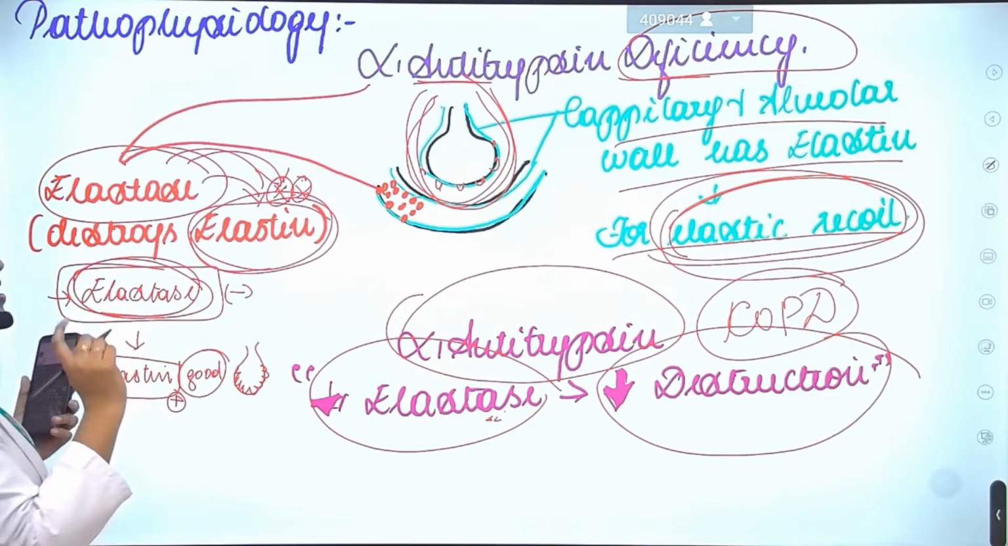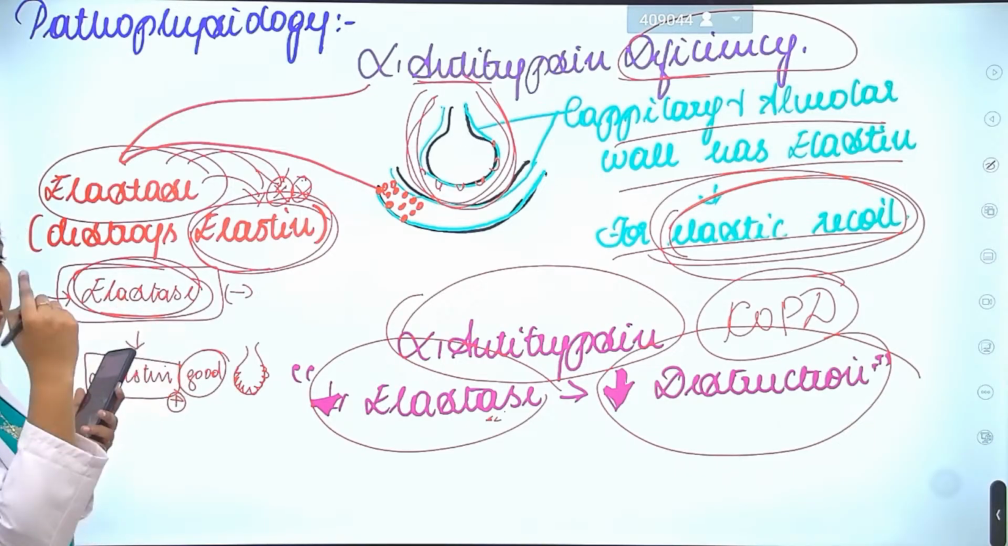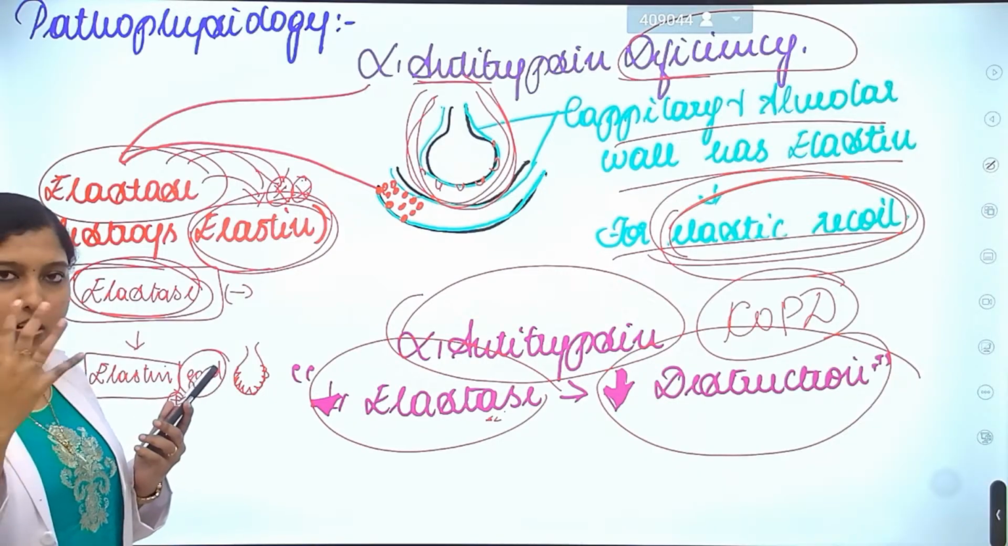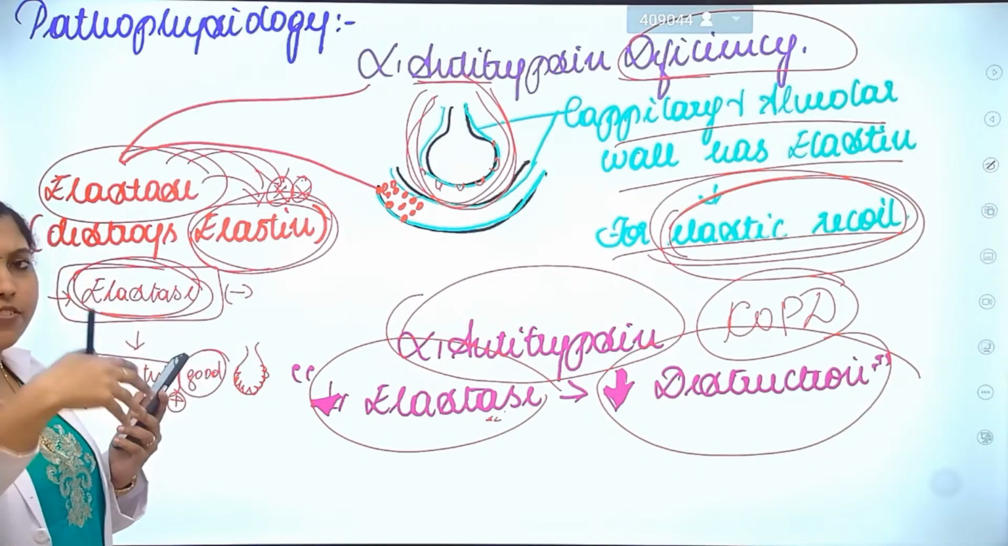When is this elastase getting activated? It is activated when there is exposure to the risk factors which we have seen, including smoking and environmental factors. This in turn will activate the macrophages, neutrophils and everything. This will promote the production of elastase. So this elastin fiber, which is a good fiber, will be damaged because of this elastase.